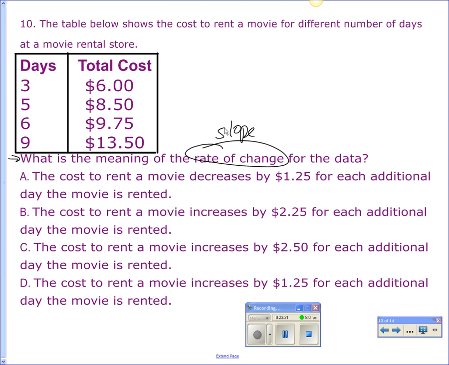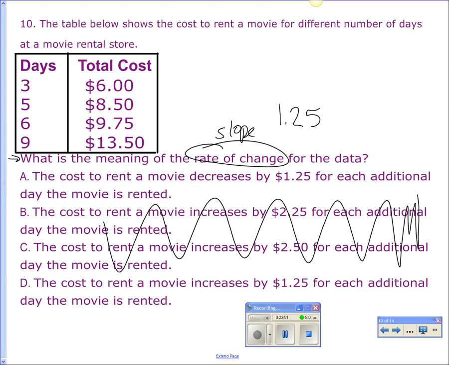All right, Monica, what answer choices can we mark out automatically? Which ones don't have 1.25 in them? B and C. So I can mark these two out. They don't have 1.25 in them. Dylan, what's the difference between the ones that are left? Good. Daniel, which one is correct? D. Why? Because it's increasing the more movies you buy.